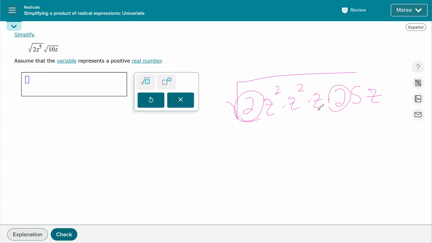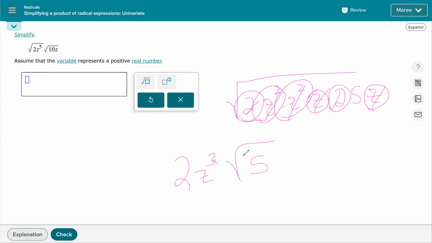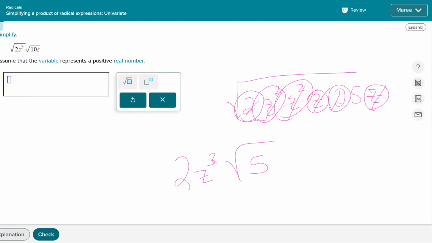So 2's can come out. We have 1, 2, 3 groups of 2 Z's. Oops, 3. Got that one. We took the 2 out, and then there's a 5 left over. So 2Z cubed square root 5. Okay, that's the end of the lesson.